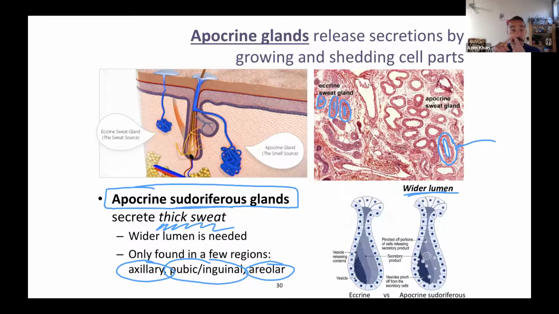So apocrine pseudoriferous is different from ecrine pseudoriferous. Ecrine pseudoriferous, smaller lumen, watery sweat by exocytosis. Apocrine pseudoriferous, thicker sweat by apocrine secretion, which is shedding, and it's only in specific parts of your body.